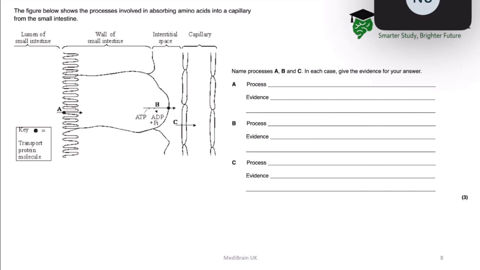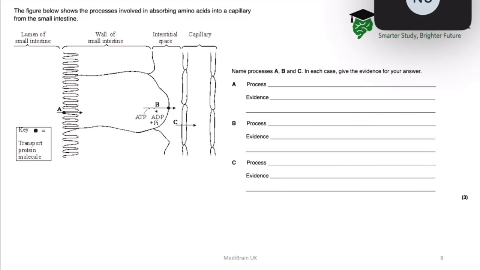Just 30 more seconds, and then I'm going to start going through the answers. Okay, I'm going to start going through the answers now.